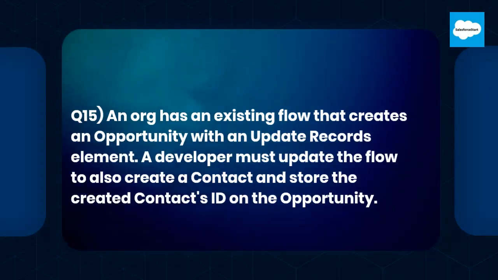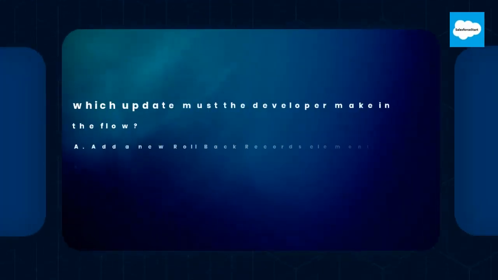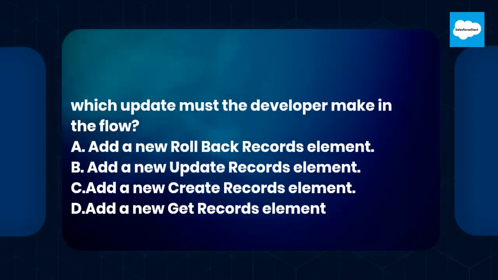Q15. An org has an existing flow that creates an opportunity with an update records element. A developer must update the flow to also create a contact and store the created contact's ID on the opportunity. Which update must the developer make in the flow?